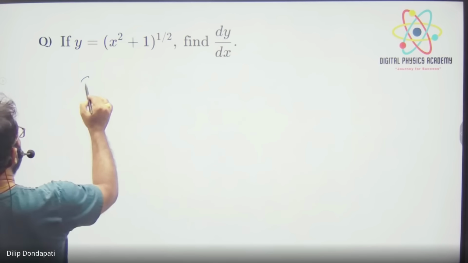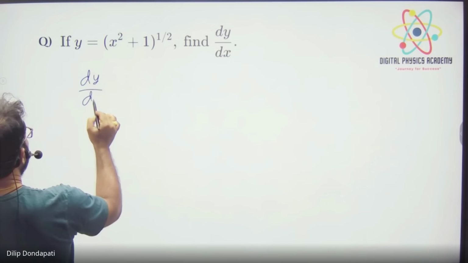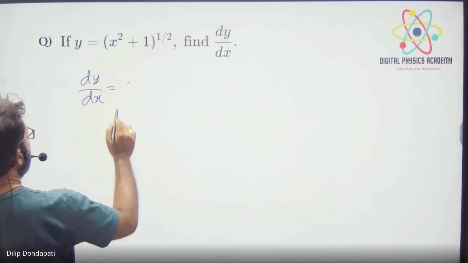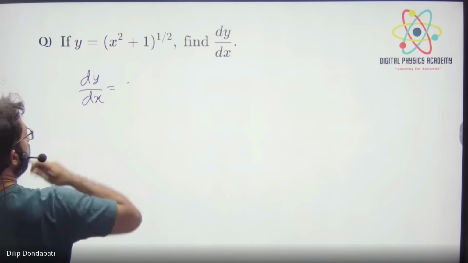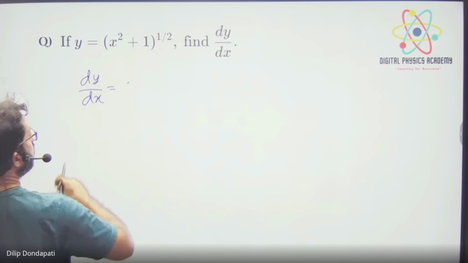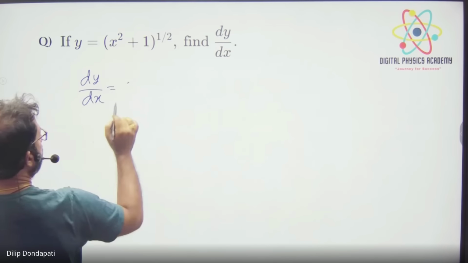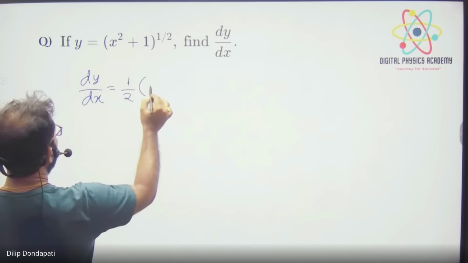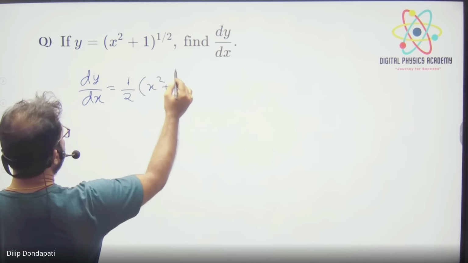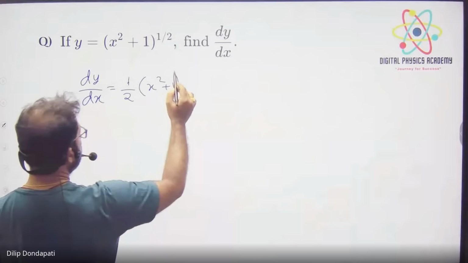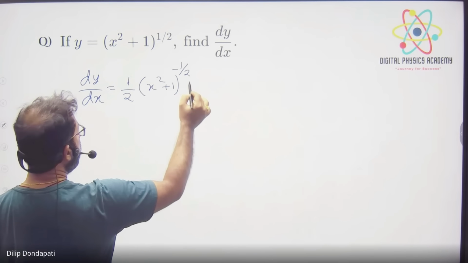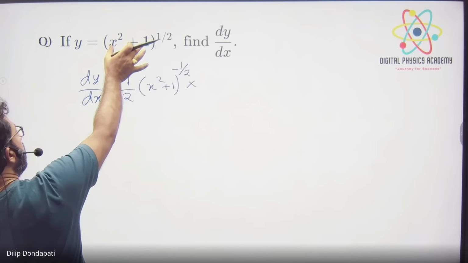Sir, it remains same. Yeah, remains same. So the answer is how much? Dy by dx. Look, this is in which format? Tell me which format. It is in the format of x power n, right? So n into x power n minus 1. So 1 by 2 minus 1 is how much? Minus 1 by 2. Minus 1 by 2 into whatever you assumed as x, that we have to differentiate.